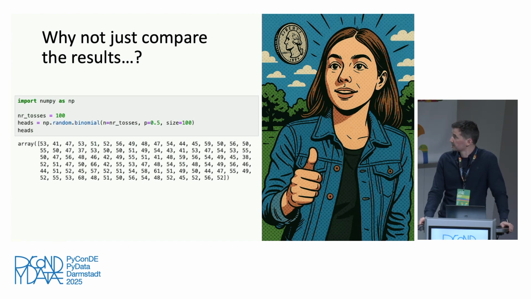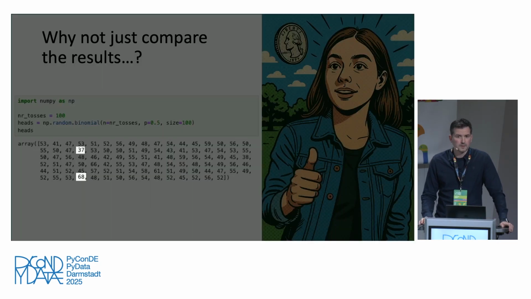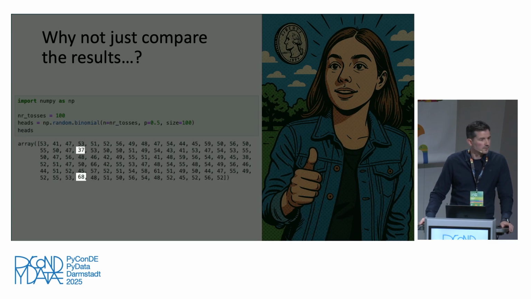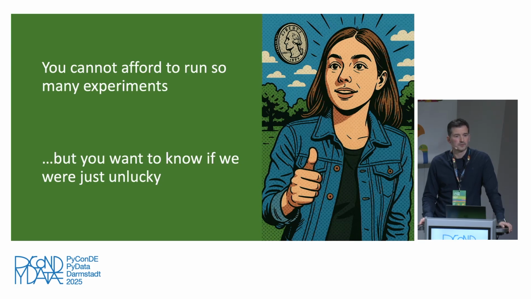But they're not. Some of them are 50, some of them are a bit more, some of them are a bit less. But what you also see is some of them are quite different, right? So you have 68 and you have 37, and especially 68. This is just one experiment, right? And the point is, what would you say if you just saw this one experiment with 68, would you say that this is a fair coin? Or to put it in other words, if you do an A/B test, you cannot afford to run so many experiments. You just have this one, right?